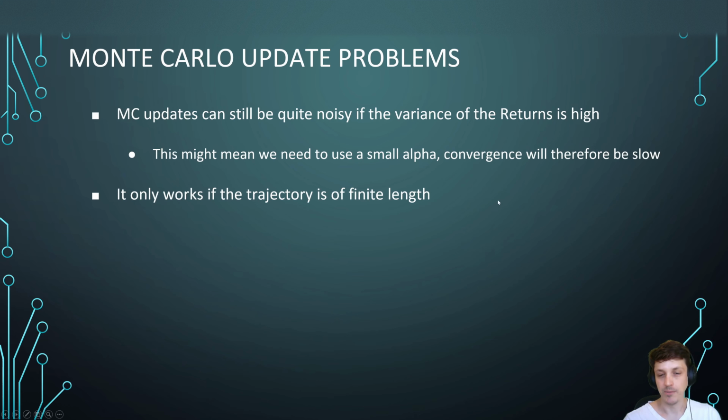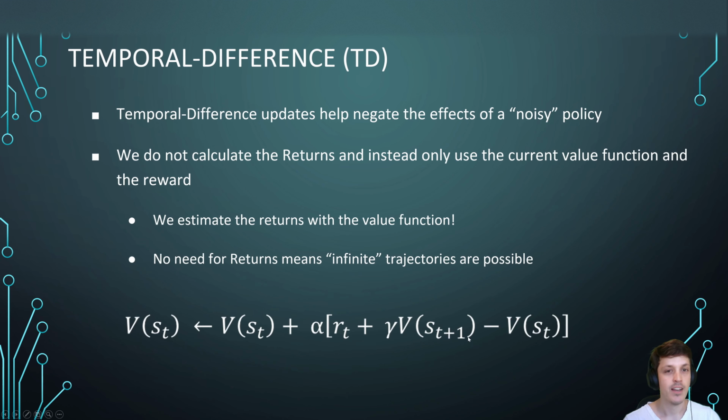So we want something that can handle that situation as well as the variance in general from taking random actions. So we're going to introduce temporal difference learning, which can help with both of those issues. So we help negate the effects of our noisy policy or noisy rollouts. So for temporal difference learning, we don't actually calculate the returns anymore. So we throw that away, and instead we use the reward directly to update the value function. So we take the current value function and the reward, and we use those only to update the value function. Right, so we estimate the returns with the value function, and we'll see that in a second.